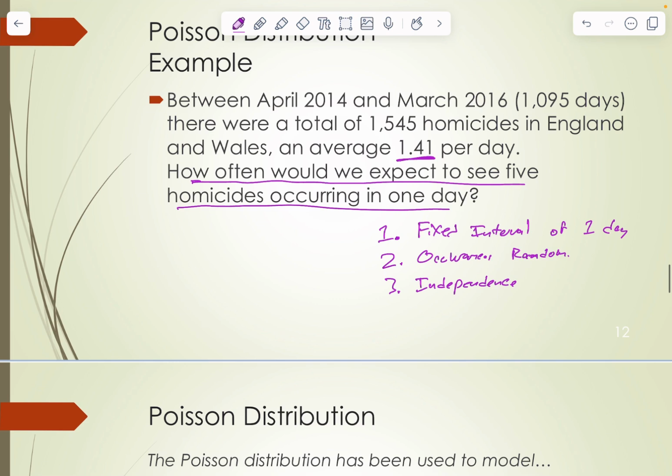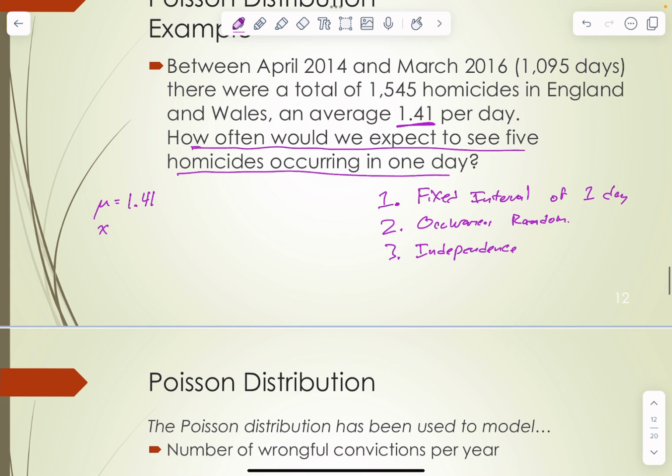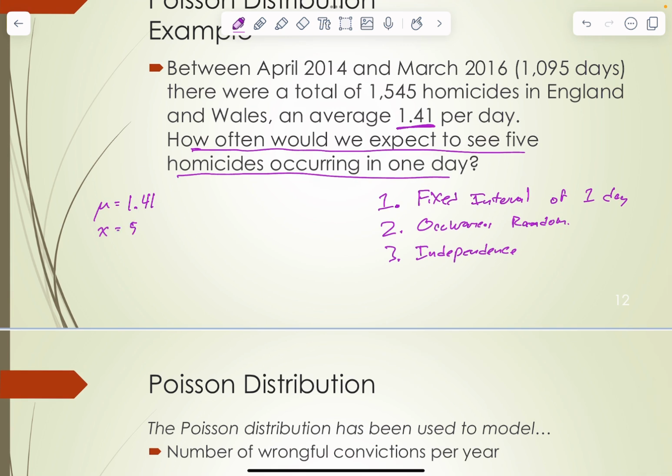Let's start by finding the probability of there being 5 homicides in one day. My average is 1.41 homicides per day. The number of occurrences I'm interested in is 5. The probability of my random variable X equaling 5 is going to be equal to, now again, I'm not going to use that formula necessarily. I'm going to appeal to Excel. I'm going to use Poisson.dist, and I'm going to fill in my information. Let's go and do that.